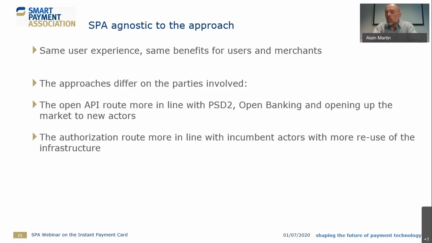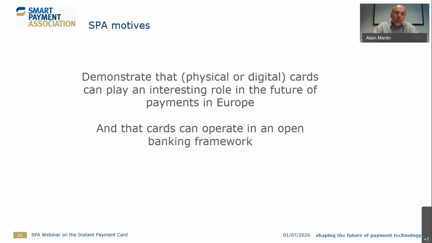And I explain why we position the paper that way and not the other one. The other one makes use of the existing networks and therefore the existing and incumbent actors. And one of the benefits of that approach is there is more reuse of the infrastructure. And so this drives us to why did we publish the paper using the open banking route?